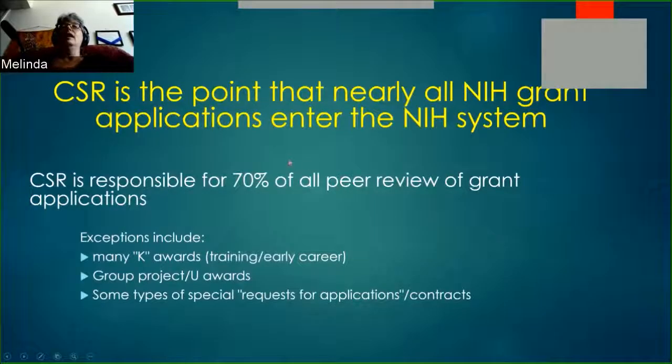So what is that? This is the entry point where a grant enters the NIH system. It is the organization that handles the actual submission process, and they handle 70% of the peer review of all NIH grant mechanisms. And CSR is the one who initially makes the match between the grant topic and the institute, and that is sent to the institute for confirmation later.